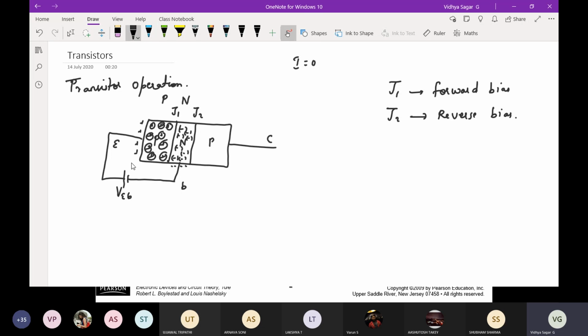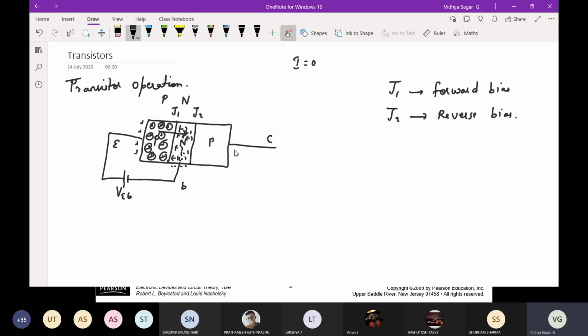So now what happens here? Kindly respond. Current starts flowing. What is the path? That's what I'm asking. Sir, the positive charges will go towards J1, right? So the positive charge carriers diffuse through the depletion region and then reach the base region. Am I right?